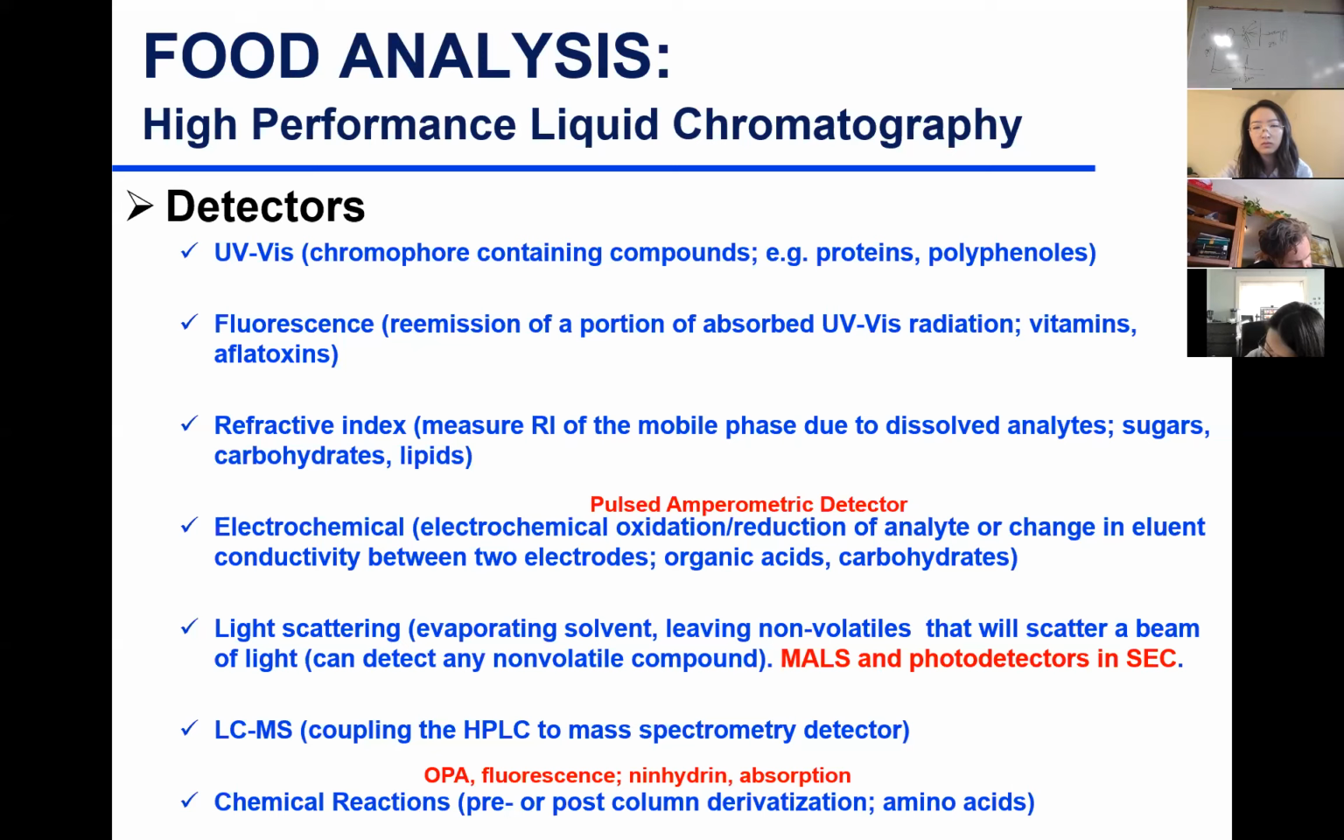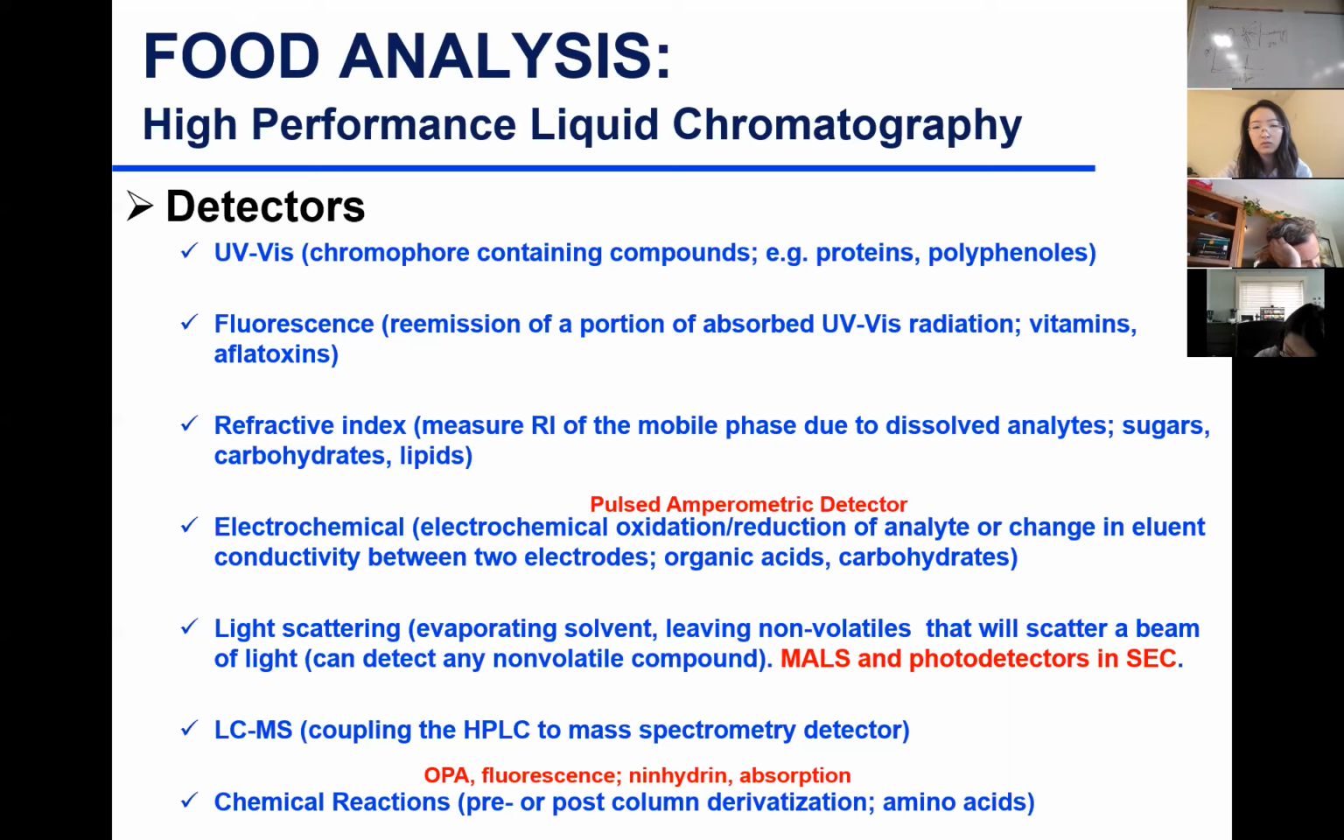Some of the components that can fluoresce are vitamins and aflatoxins, for example. And we will give examples of vitamin analysis when we cover the vitamin chapter. Refractive index is a very common detector, usually used in carbohydrate analysis. So what is refractive index?